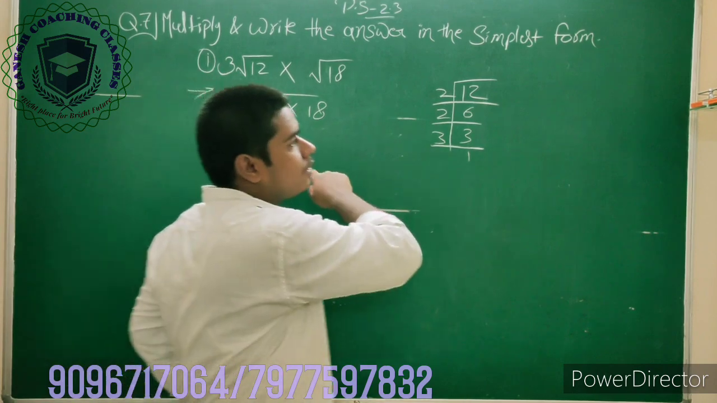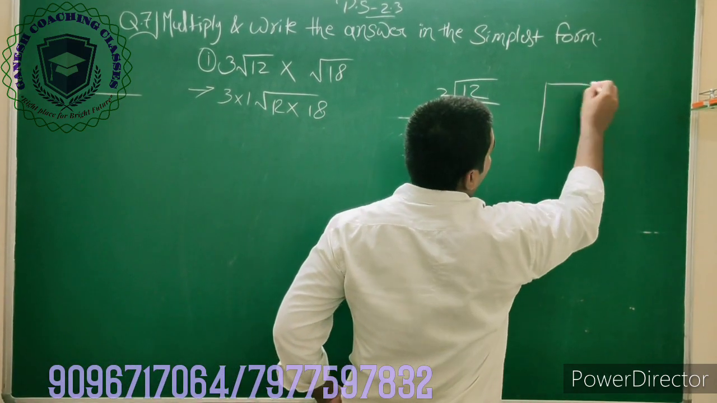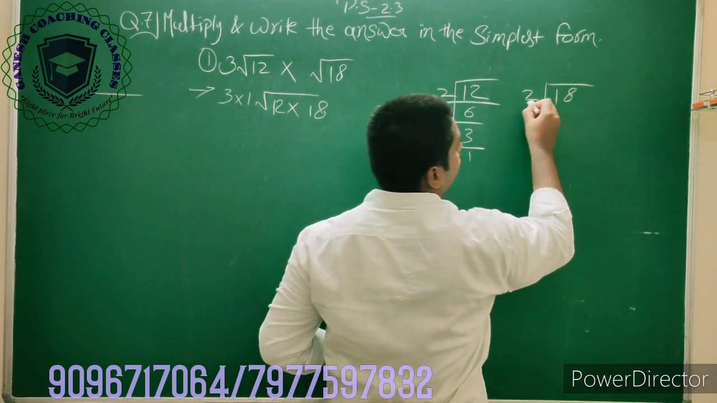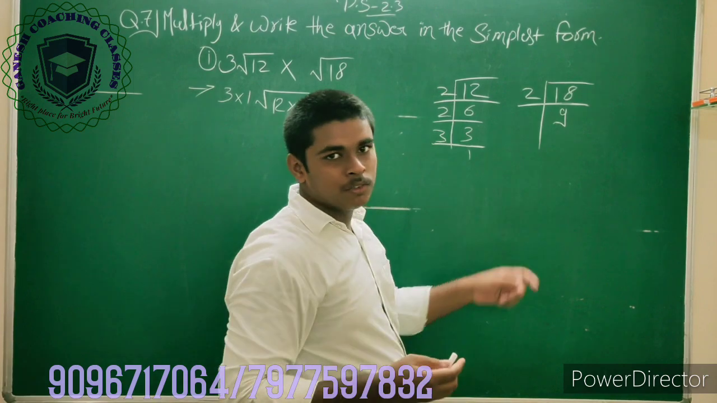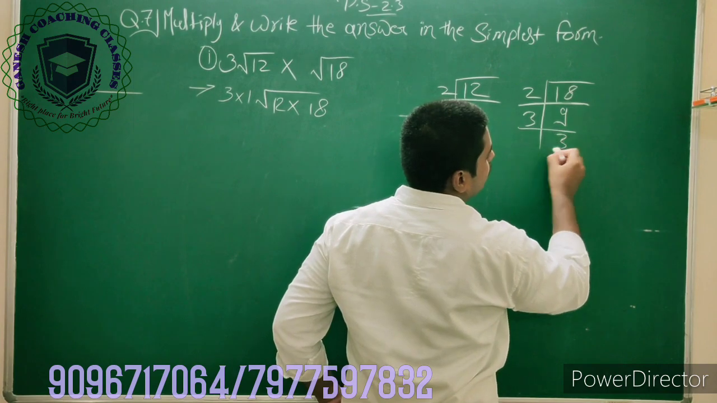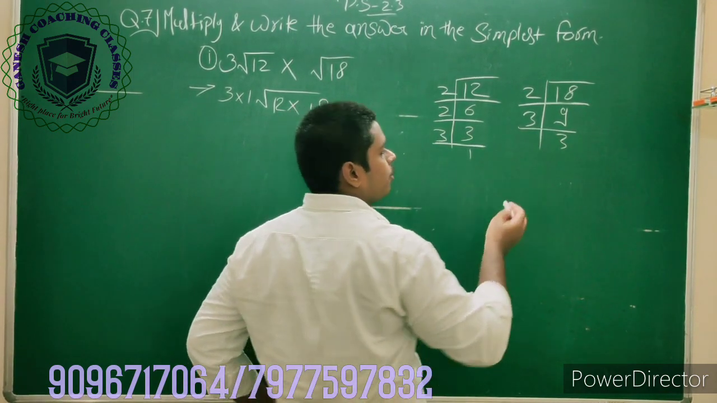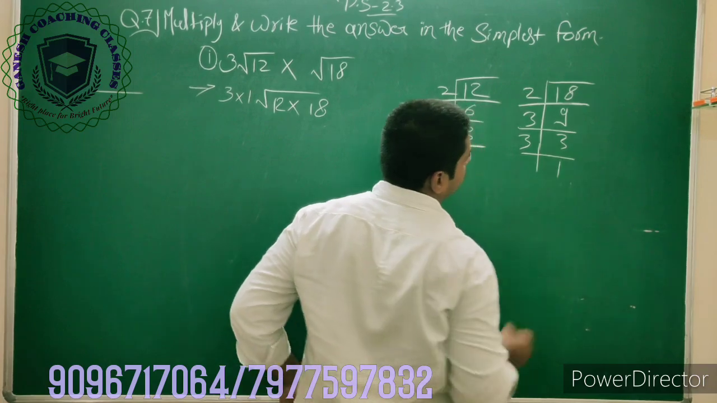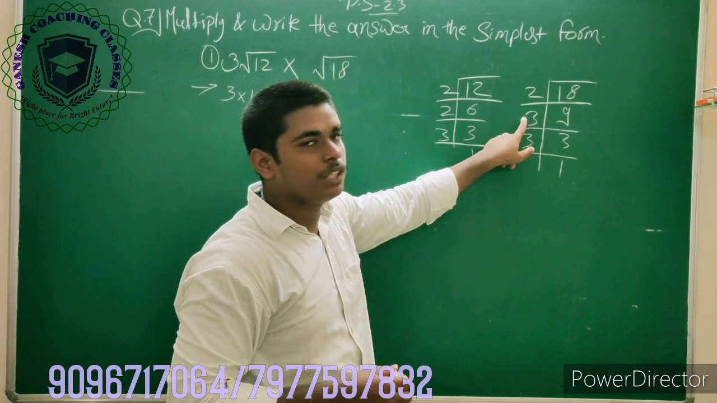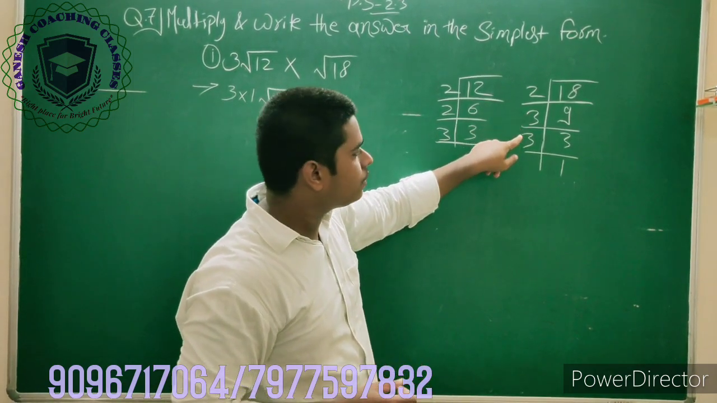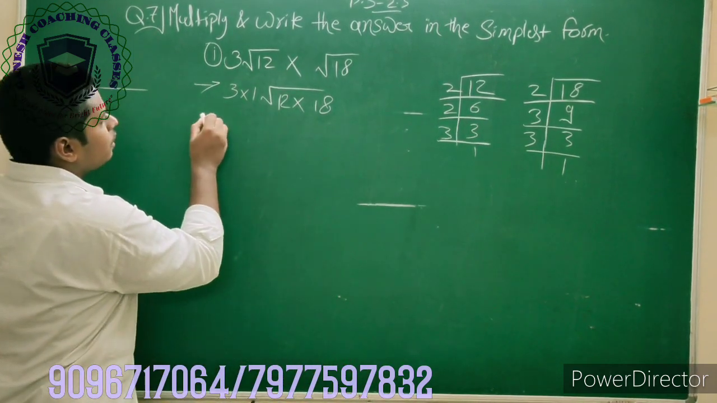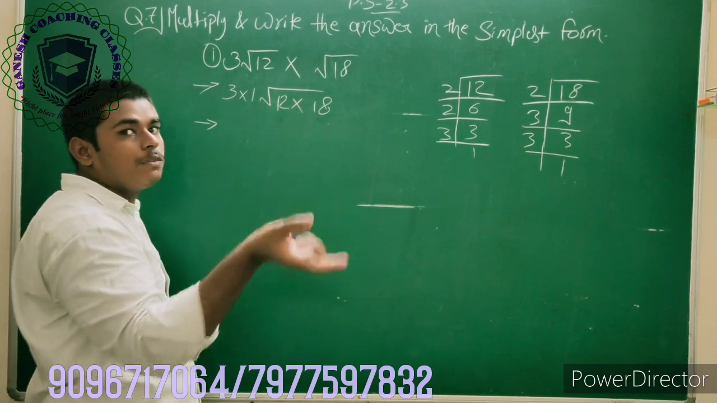Now the turn of 18. 18 is an even number, so we divide it by 2 and get 9. 9 is odd, so we try dividing by 3. 3 3s are 9. 3 is a prime number, so we stop our calculation. So 18 can be written as 2 into 3 into 3. Check: 2 3s are 6, 6 3s are 18, and 2 2s are 4, 4 3s are 12. So we convert the radicands into their prime factors.